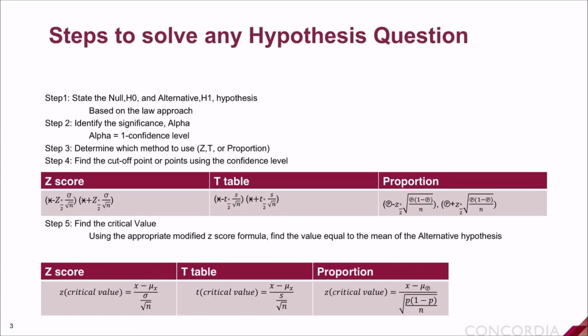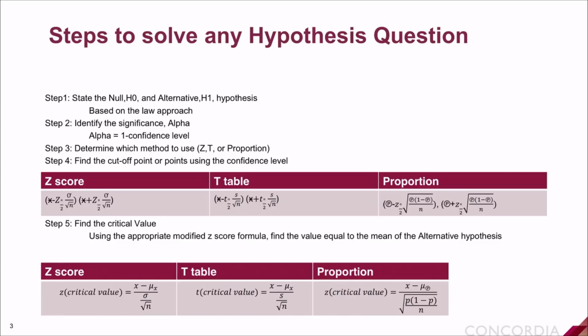There's two hypotheses you can have, and the first one is called a null hypothesis, and the second is called an alternative hypothesis. The null hypothesis is the standard which the company states, and the alternative hypothesis is this new standard they're trying to prove right or wrong. The meaning of based on the law approach means that the null hypothesis is considered true as long as it's not proven false and the alternative hypothesis is proven true.